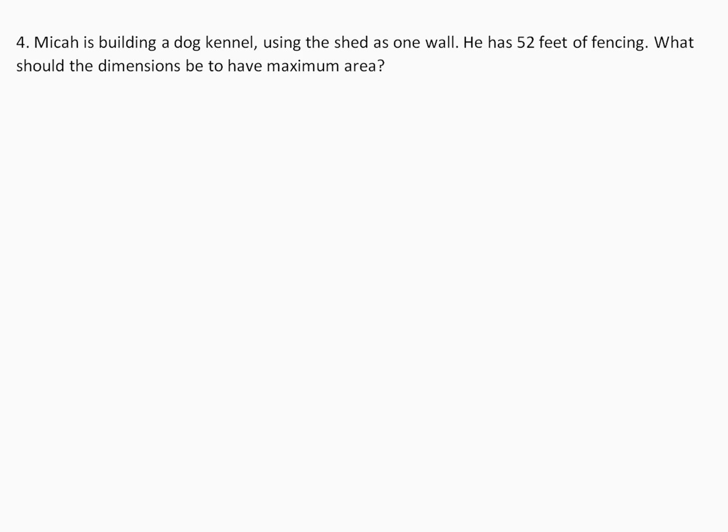So here's another example. This one is similar to the last one, but has a little bit of a different twist to it. It says Mike is building a dog kennel using the shed as one wall. He has 52 feet of fencing. What should the dimensions be to have maximum area? So we still want to get the maximum area, but it's a different setup because he has a wall from his shed, and then he wants to use his 52 feet of fencing to enclose a part for the dog there.